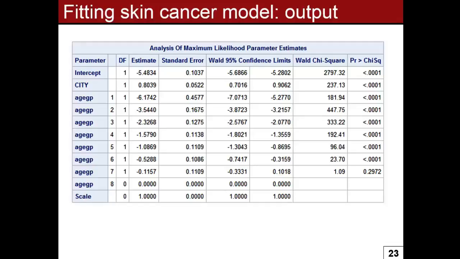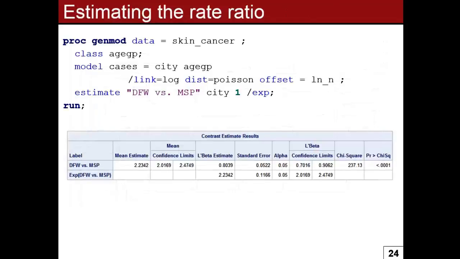And the reason is that GENMOD is for a whole family of generalized linear models. It can do 40 different types of regression models, and it doesn't have special nice things for Poisson regression out of the gate. So if you want a rate ratio, you're going to have to use an estimate statement to do that. For example, if you just want e to the beta, which in this no interaction model was the Dallas versus Minneapolis effect, the increased rate of cancer in one city versus the other, you have to explicitly ask for it with an estimate statement.